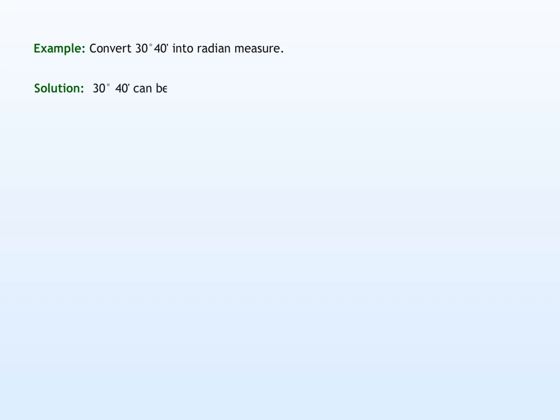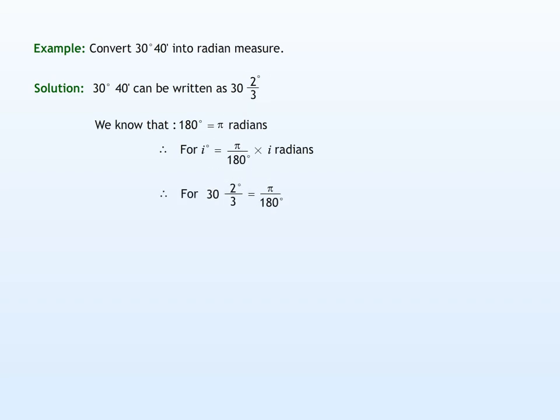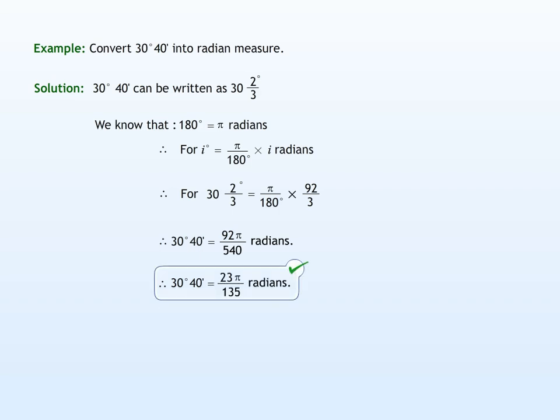Solution. 30 degrees 40 minutes can be written as 30 2 by 3 degrees. Now we know that 180 degrees is equal to pi radians. So 1 degree is equal to pi by 180 into 1 radians. So 92 by 3 degrees is equal to pi by 180 into 92 by 3, which is equal to 92 pi by 540 radians. Simplifying this, we get 30 degrees 40 minutes is equal to 23 pi by 135 radians.